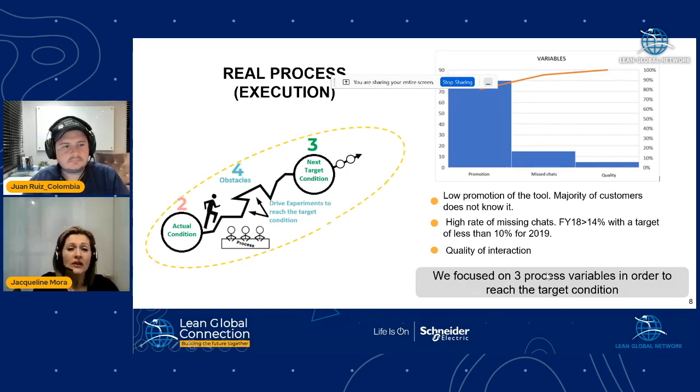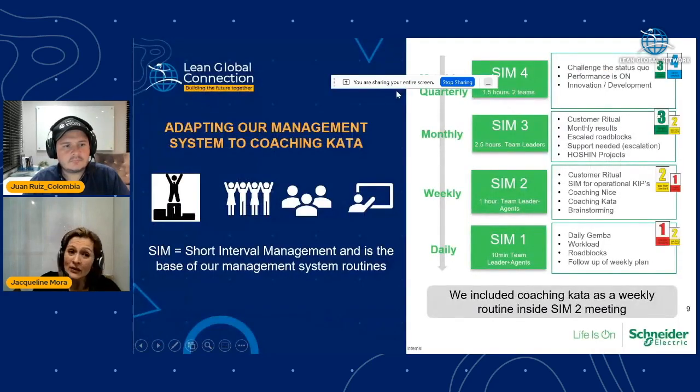So we focus on three process variables in order to reach the target condition. In a parallel way, we define our short interval management as a base of our management system routines. So we include our Kata as a weekly routine inside our SIM meeting. And I want to share with you the different kinds of cycles that we define in order to obtain a general vision of our operation in the customer care center.